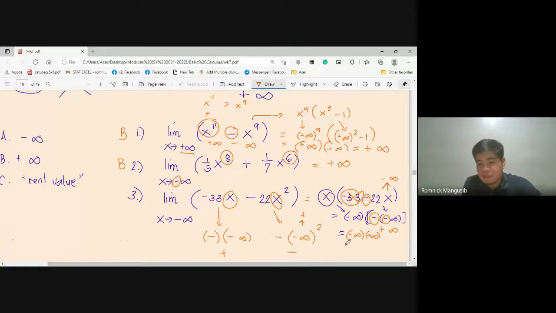So negative times positive is negative infinity. That gives you A as the answer for number 3. The answer is negative infinity.